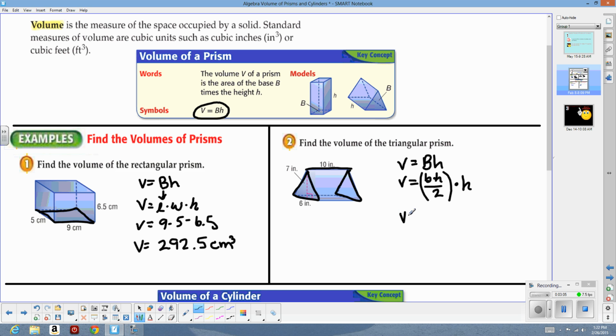So volume equals, the base and height of the triangle is 6 and 7. So 6 times 7 divided by 2, since it's a triangle. So 6 times 7 divided by 2, and then that answer times 10. So 6 times 7 is 42, divided by 2 is 21, and then times 10 is 210 inches cubed.